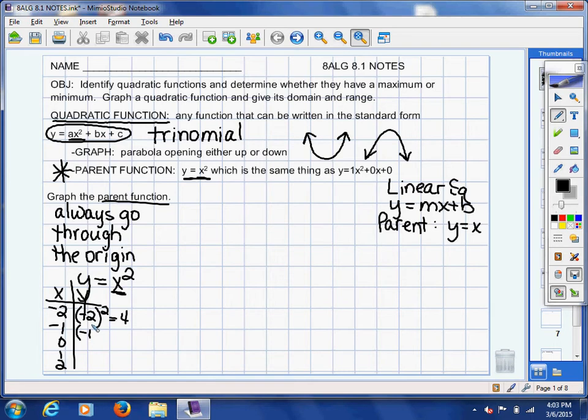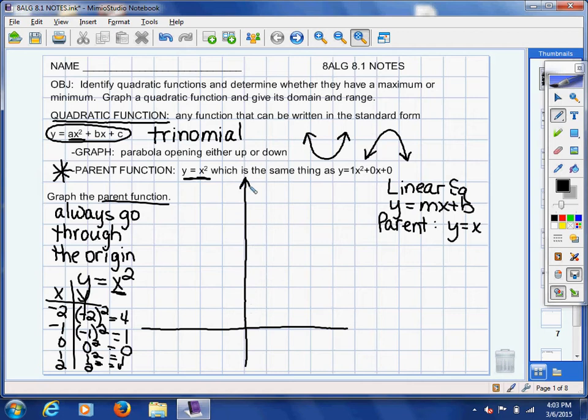Now we're going to plug in a -1. In your calculator, that goes in parentheses. Anytime you square a negative number, put it in parentheses. -1 squared is +1. 0 squared is still 0, nothing changes. 1 squared is 1. 2 squared is 4. Okay? So we have enough information to graph the parent function for a quadratic equation.